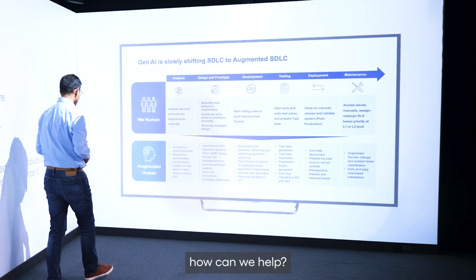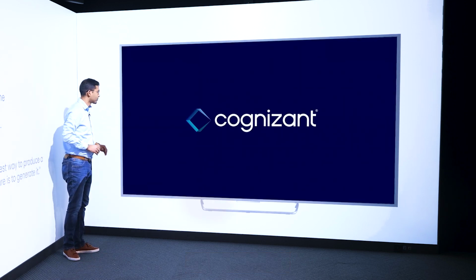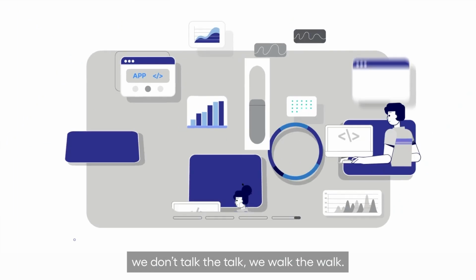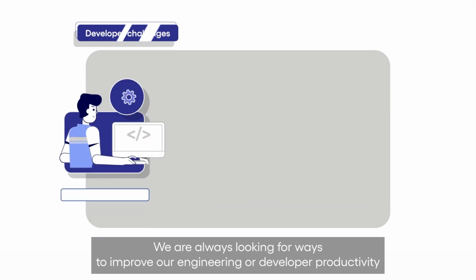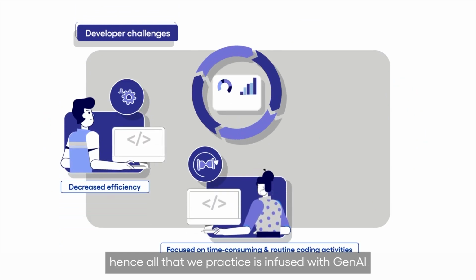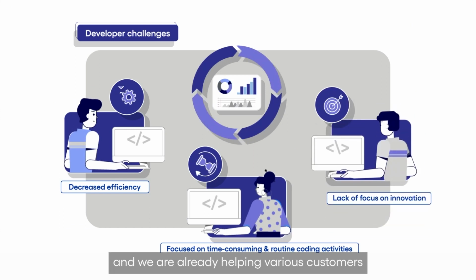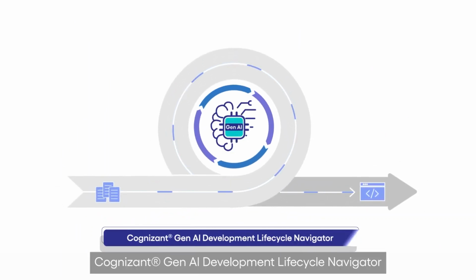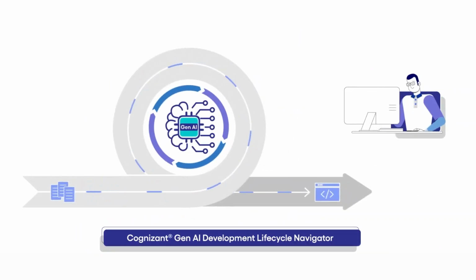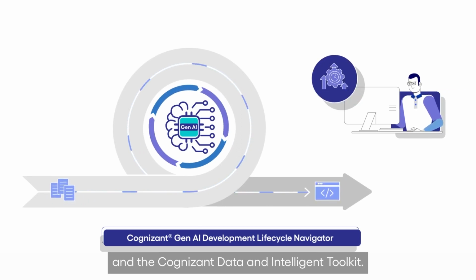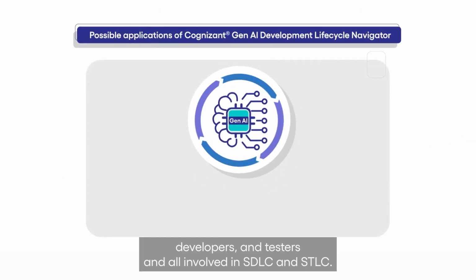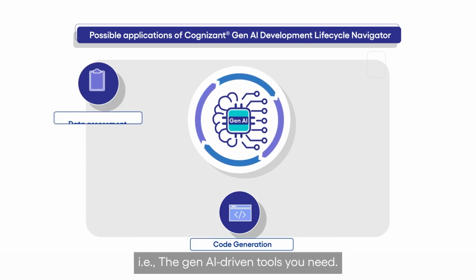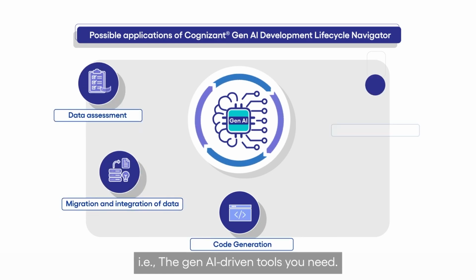Now, how can we help? At Cognizant, we don't talk the talk, we walk the walk. We are always looking for ways to improve our engineering or developer productivity. Hence, all that we practice is infused with GenAI. And we are already helping various customers in their pursuit of productivity gains. We offer you the Cognizant GenAI Development Lifecycle Navigator and the Cognizant Data and Intelligence Toolkit. It's a packaged offering for analysts, developers, testers, and all involved in SDLC. That is the GenAI-driven tools you need.